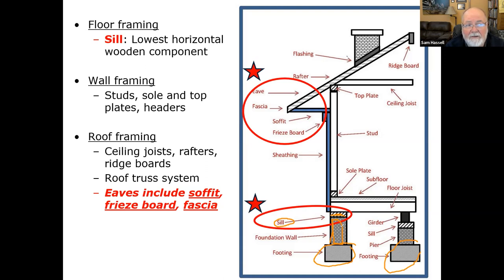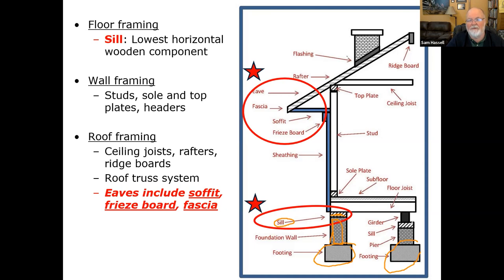The sill is the lowest wooden part as far as horizontal components. That's underneath. That sits on top of the foundation wall or sits on top of the pier, anything that's block underneath. Okay? So that's what we're going to work off of. Right? So at that point, we just start building floor joists across it. Right. And then build up.